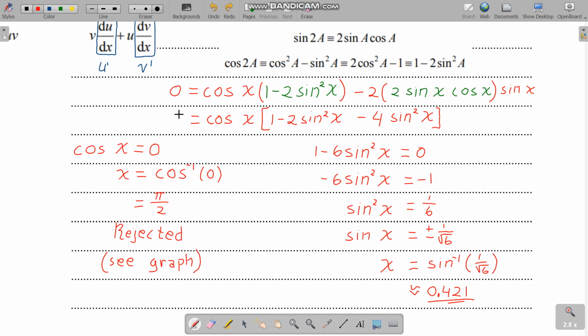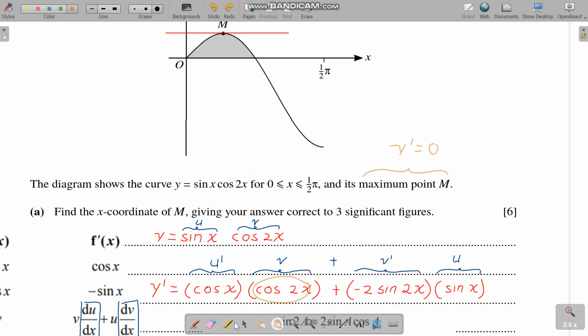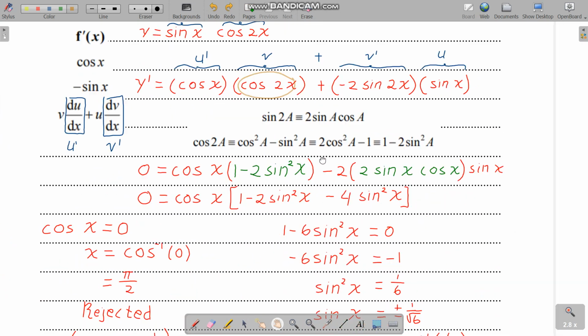This equals 0. So cos x equals 0, which means using inverse cos, the x is inverse cos 0, which is pi over 2. This is rejected because in the graph, obviously the x is not pi over 2. If you look at the graph here, this is pi over 2, and obviously this value is far from pi over 2, so that's rejected.